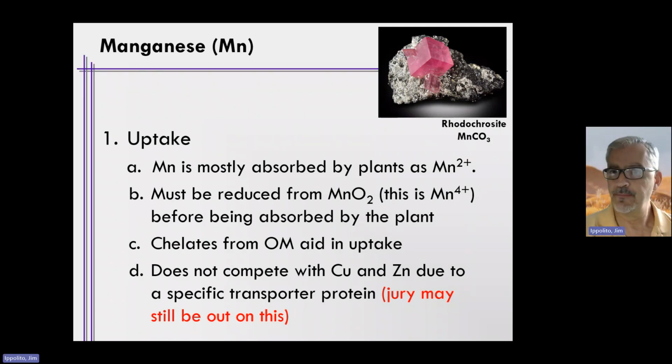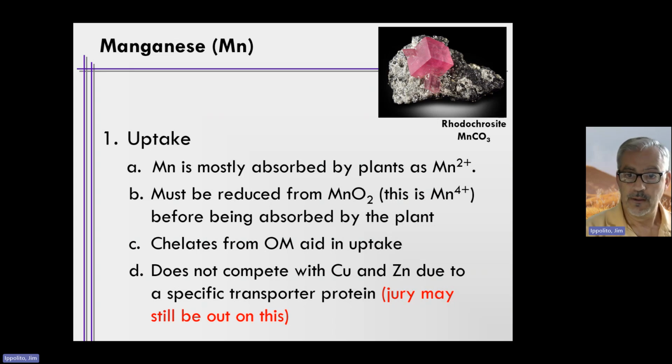What about manganese? In terms of uptake in plants, manganese is mostly absorbed by plants as manganese plus 2, right? And so what's found in soils oftentimes? Well, oftentimes manganese plus 4 is found in soils. So manganese plus 2 is a reduced form of manganese, and manganese plus 4 is an oxidized form of manganese.